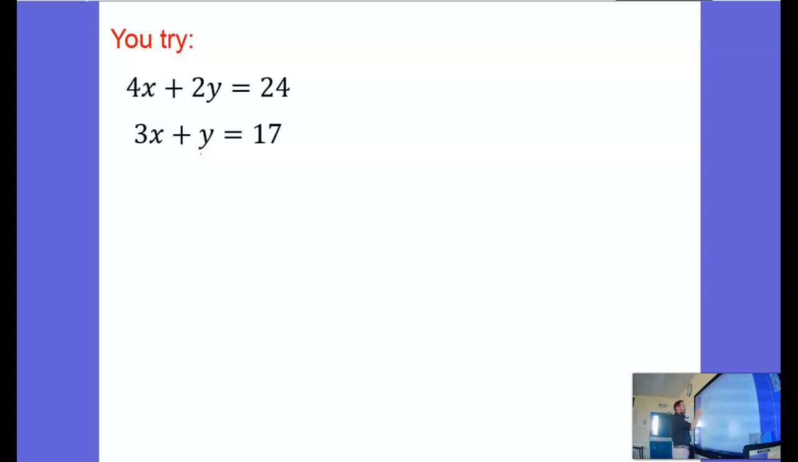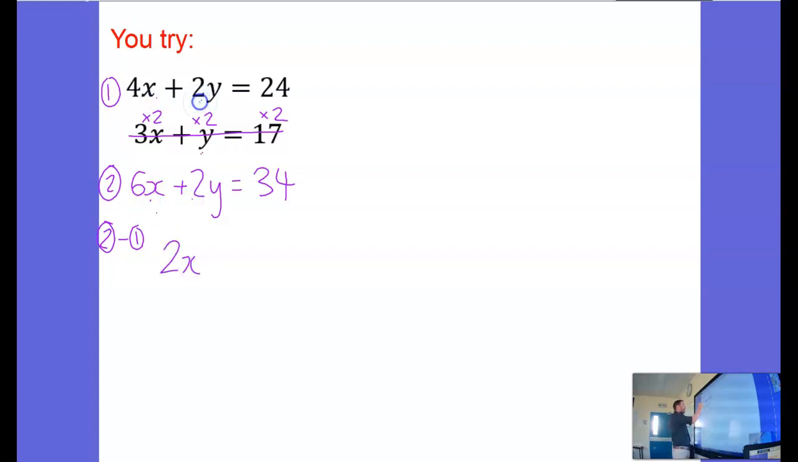So, I'm going to multiply this second equation all by 2 so that I get 2y in the bottom equation and 2y in the top equation. So when I do that, I get 6x plus 2y equals 34. Just so I remember not to use that one. Now let's call that equation 1 and that equation 2. And numbers are bigger here, so I'm going to do equation 2 minus equation 1. 6x minus 4x, that's 2x. 2y minus 2y is 0. And 34 minus 24 is 10. Divide by 2, x equals 5.